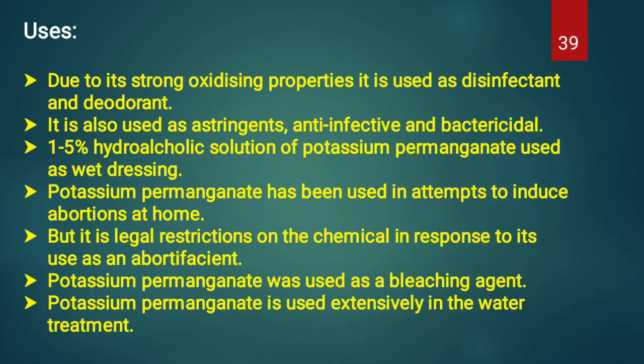Potassium permanganate has been used in attempts to induce abortions at home, but there are legal restrictions on the chemical in response to its use as an abortifacient. Potassium permanganate was used as a bleaching agent. Potassium permanganate is used extensively in water treatment.